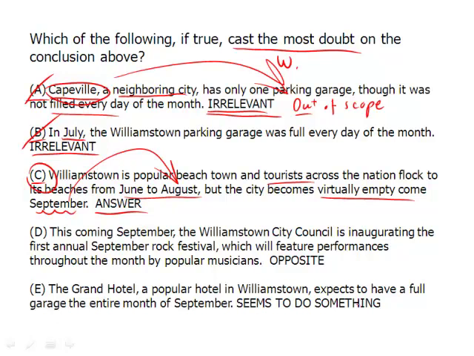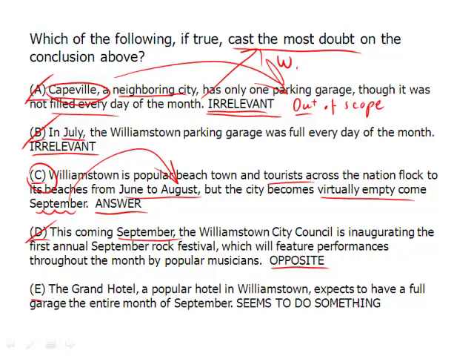Now let's look at some other wrong answer types that are a little trickier than the irrelevant ones, A and B. D. This coming September, the Williamstown City Council is inaugurating the first annual September Rock Festival, which will feature performances throughout the month by popular musicians. And so this is clearly doing something. What is it doing? It's showing us that September is going to keep being popular. People are still going to flock to Williamstown. Yay! But don't circle it, because we're not looking for something that strengthens the conclusion that September the parking lot's probably going to be filled. We're looking for something that weakens it. So watch out. And this falls into the opposite. It does the opposite of what we're doing. So if it's a strengthen question, it weakens. In this case, it's a weaken question, it strengthens.